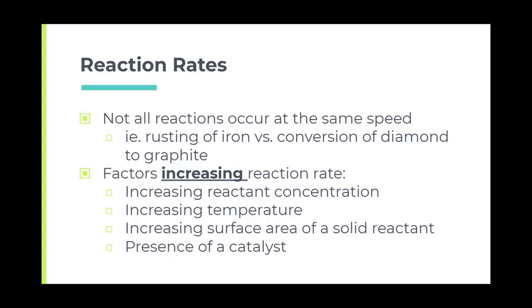And then finally, the presence of a catalyst. A catalyst is a substance that, when you place it into the reaction chamber, lowers the activation energy. So it lowers the temperature that is needed for a reaction to occur, therefore helping speed up the reaction, putting in less effort, less energy than what is typically required.